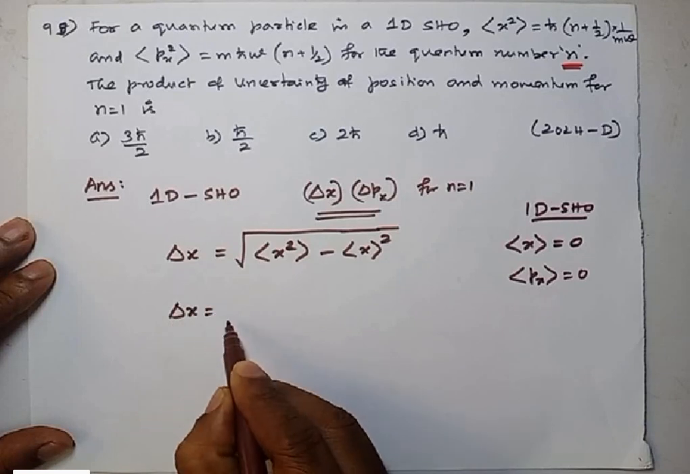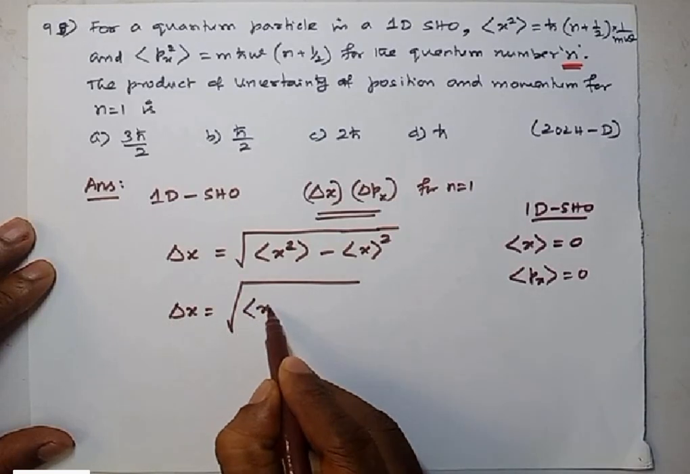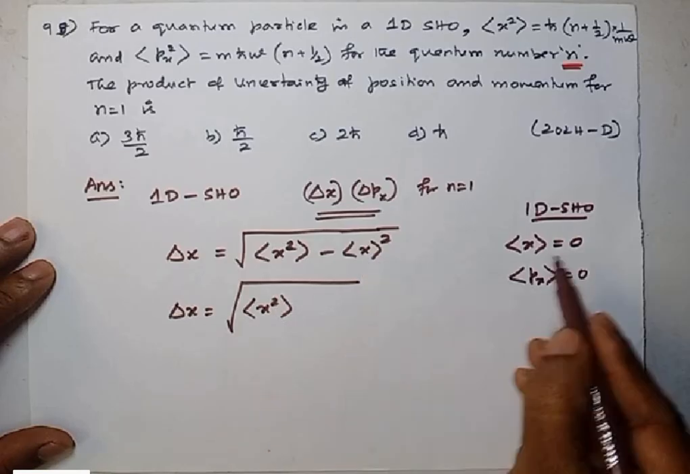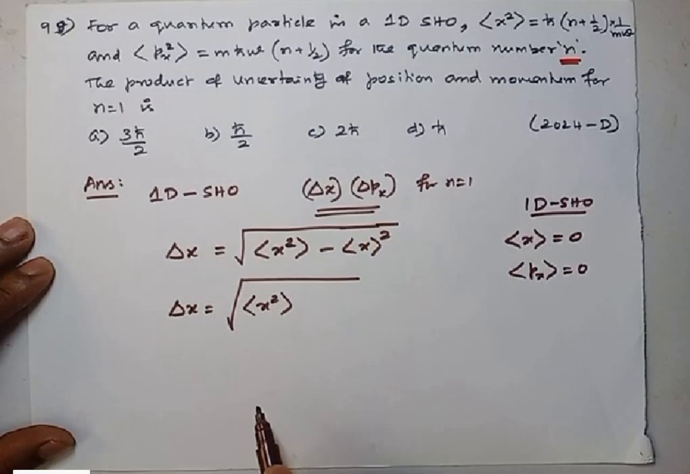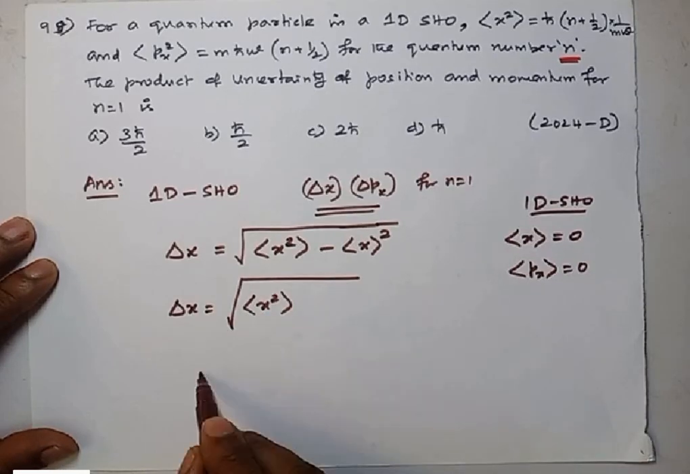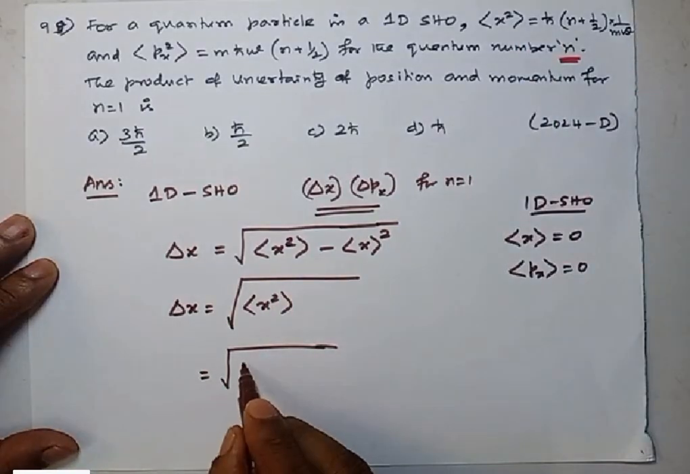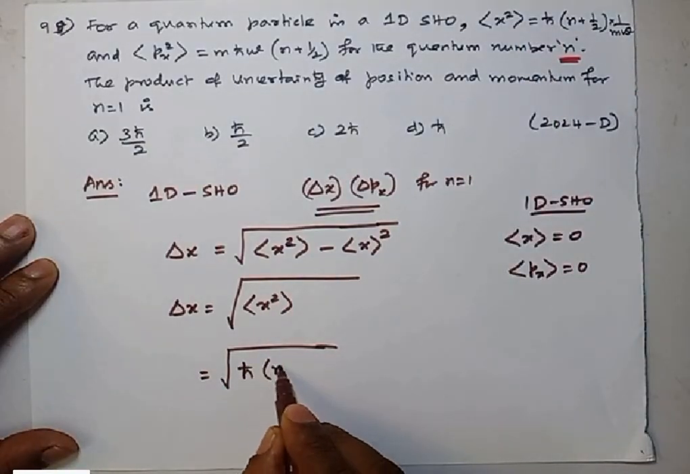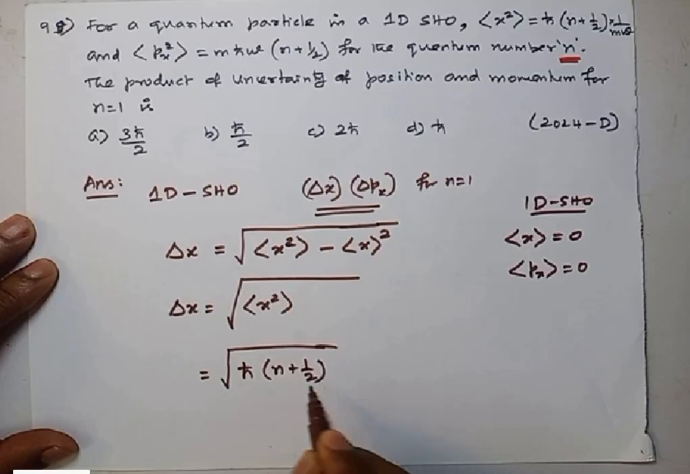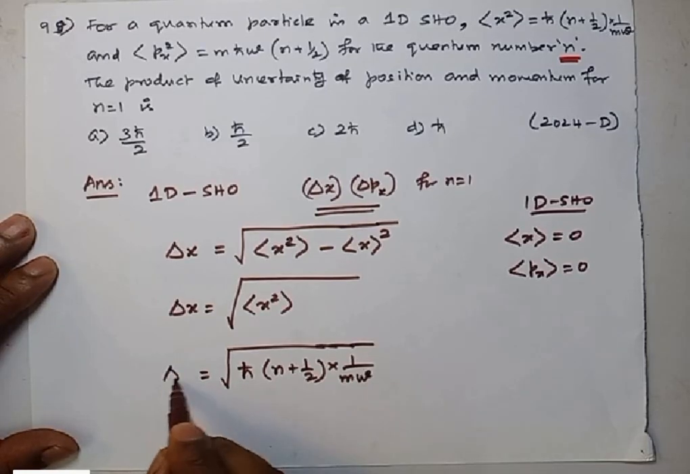Now what is delta x? Delta x is the square root of the average of x square, since the average of x is 0. The average of x square is given: h cross into n plus half into 1 by m omega. This is delta x. Take note.